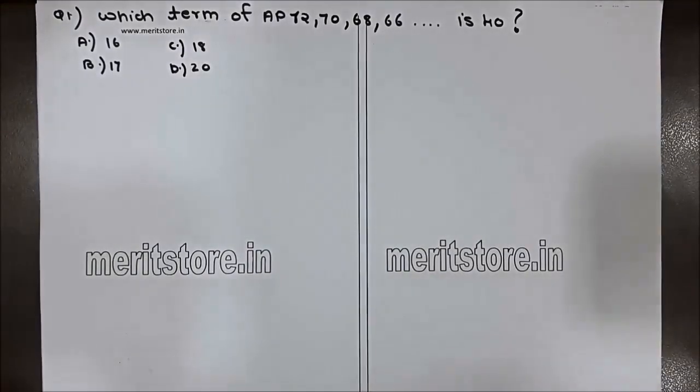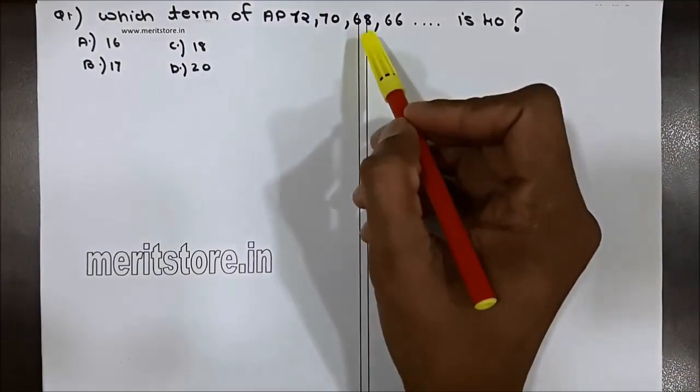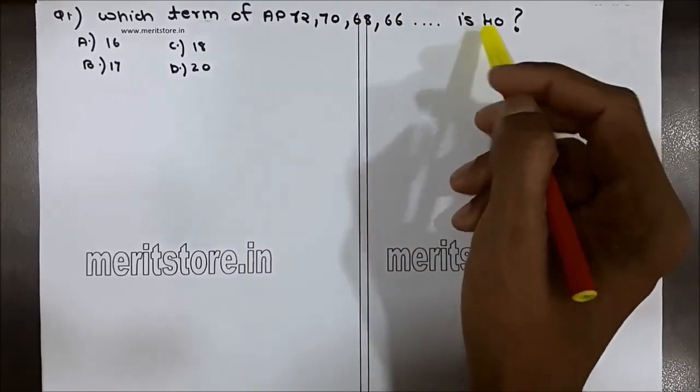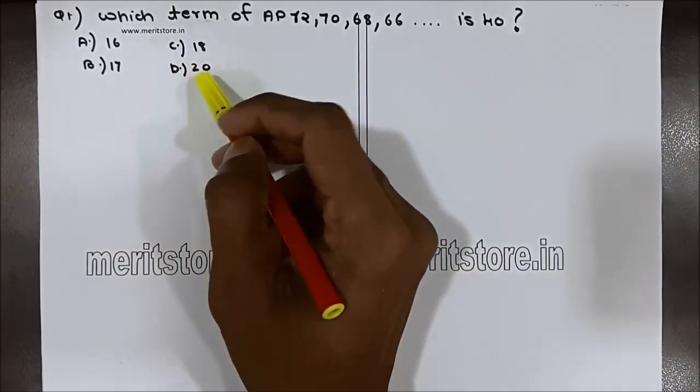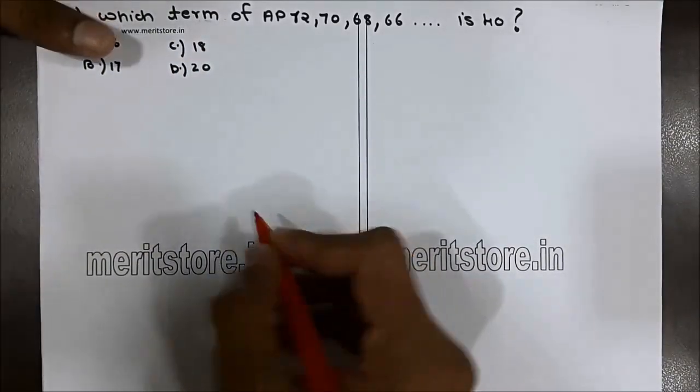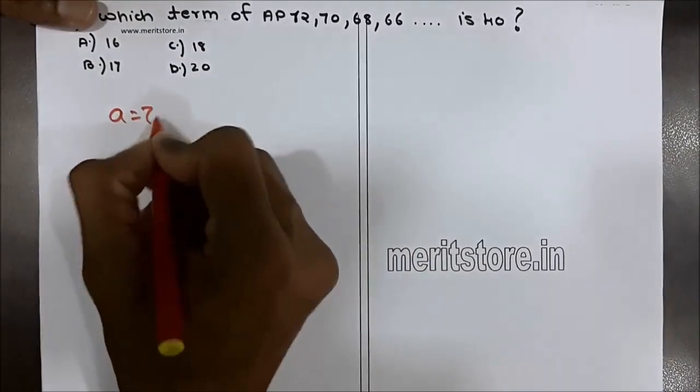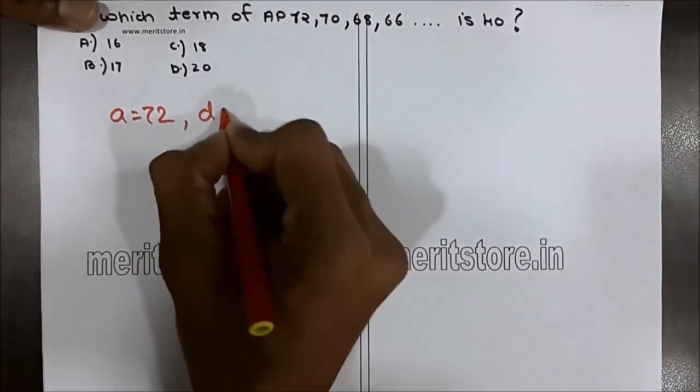Question 1. Which term of AP 72, 70, 68, 66 is 40? We have four options: A 16, C 18, B 17 and D 20. We have A is equal to 72 and D is equal to minus 2.